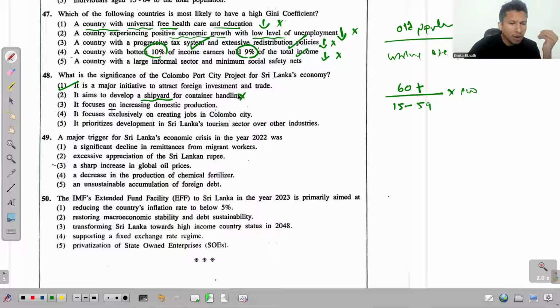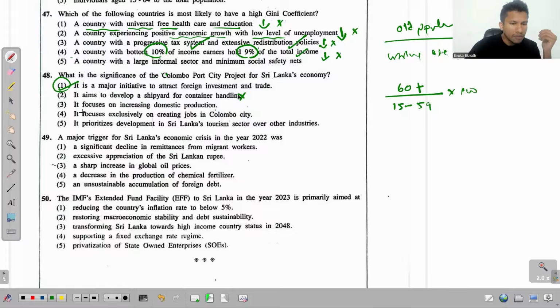Simple. It focuses on increasing domestic production. Yes, it focuses on increasing domestic production, but through attracting foreign investments and trade. Once that happens, this will automatically happen. So if you compare the first one with the third one, first one is the most significant. And as a result of achieving the first one, the third one will happen automatically.